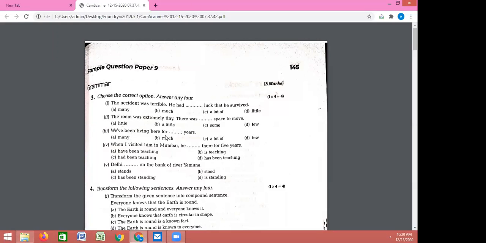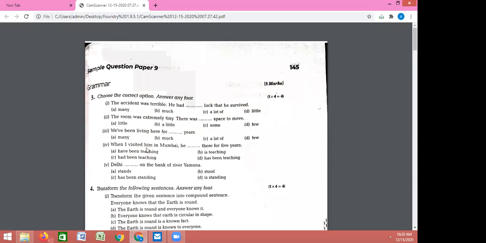We have been living here for dash years. So if we look at the right answer of this query, that is many. Why many? I think again the same concept. Determiners, countable and uncountable. Many is used with countable nouns. So years can be counted 1, 2, 3, 4, 5. It is possible. So much can never ever be right. A lot of can never ever be right. Few can never ever be right. So many, A, is the right answer.